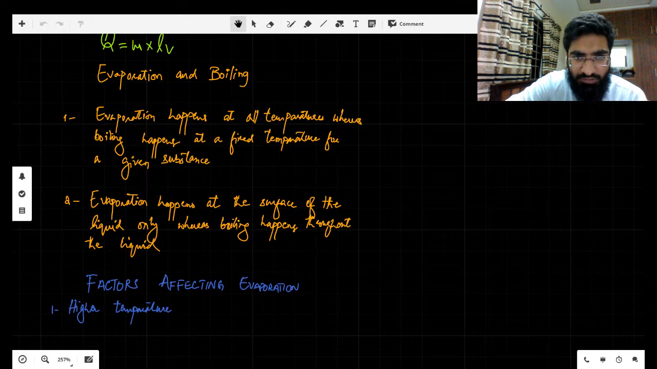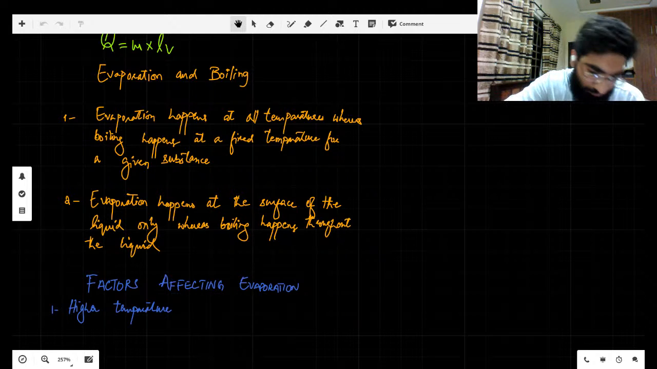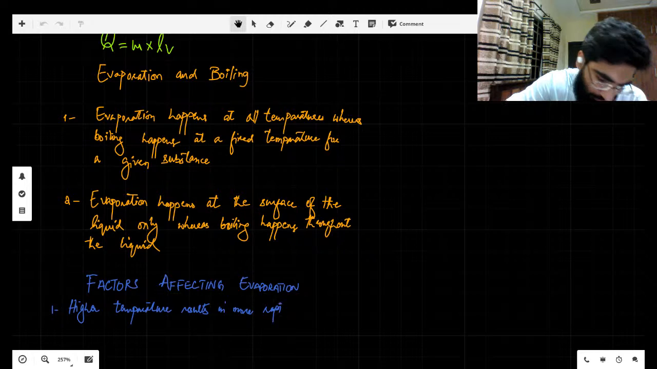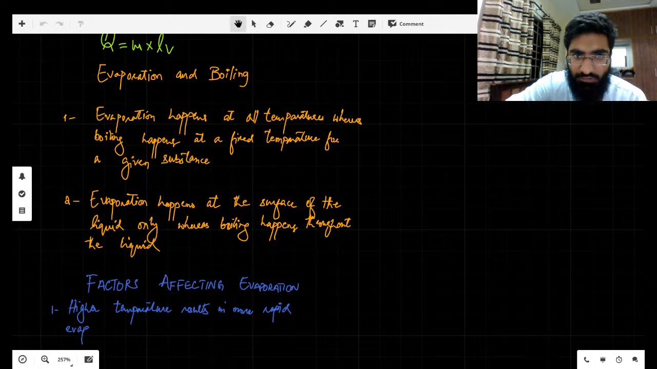Okay, let's write this down one by one. So, first is higher temperature. I'm not speaking anything right now. I'm just writing the explanation for this higher temperature.